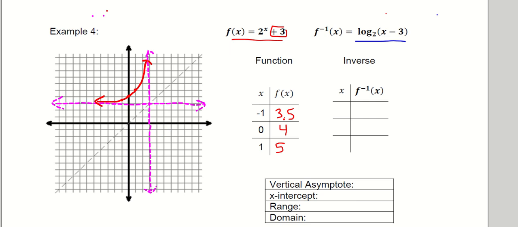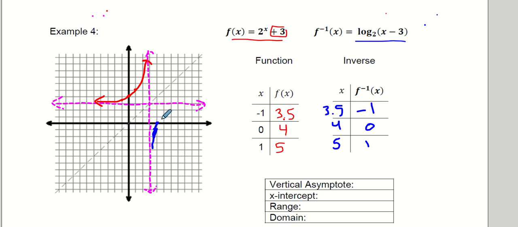All right, so now with the points, we're just switching these two. So instead of negative 1, 3.5, it's 3.5, negative 1. Instead of 0, 4, it's 4, 0. And instead of 1, 5, it's 5, 1. So let's graph that. So 3.5, negative 1 is here. 4, 0 is here. And 5, 1 is here. So then the graph will look something like this.